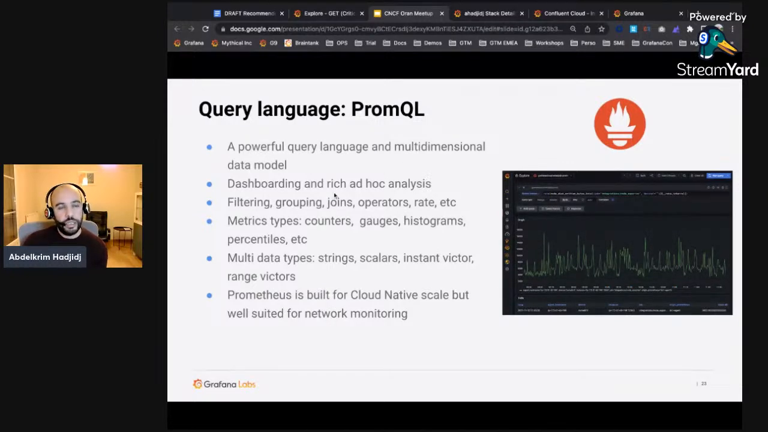And finally, the query language is PromQL. It's really rich. It's kind of specific. It's different from SQL or something that you may know, but it's really powerful because you have different data types, different operations of grouping, joins, rate calculation, and things like this. But it's really focused on observability. So that's something that you will need to learn if you want to use Prometheus.